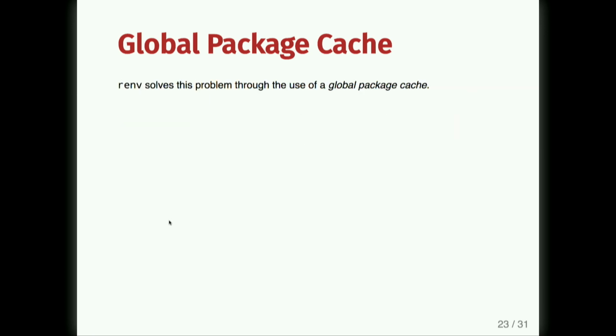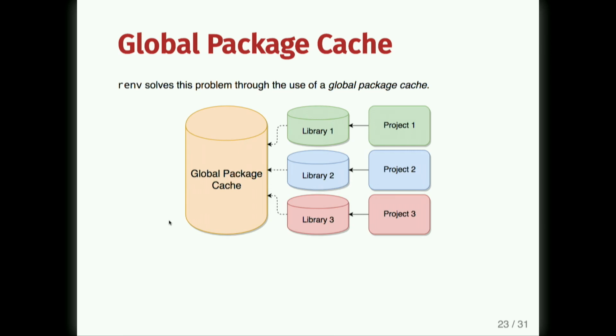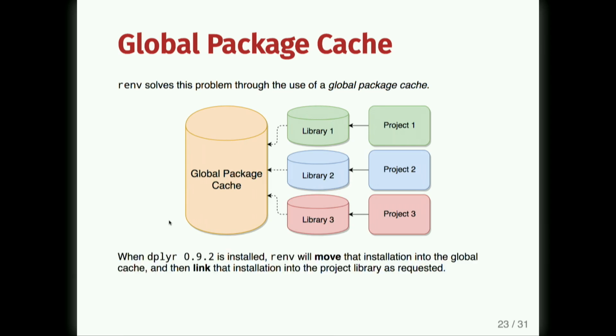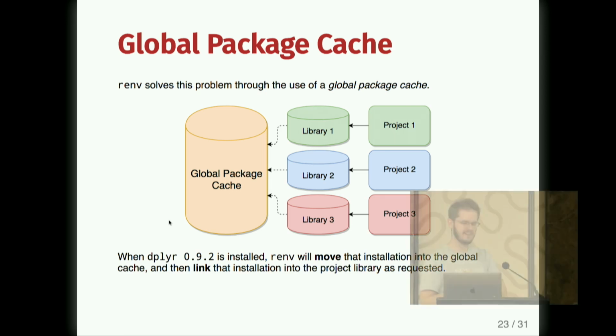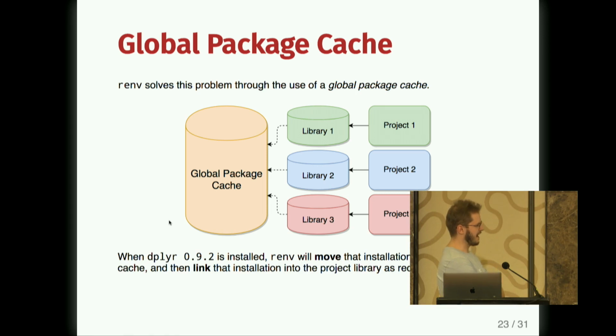So the way renv solves this problem is with a global cache. What this basically is, is a giant bucket of all the packages you have installed. And in each of your project libraries, rather than having the actual installation of that package, it's a link into that cache. So the idea is that rather than having 10 installations of dplyr 0.9.2, you install that package once, you put it in the cache, and then renv knows how to pull that out whenever it needs to.